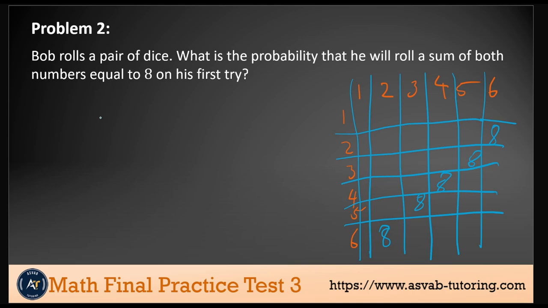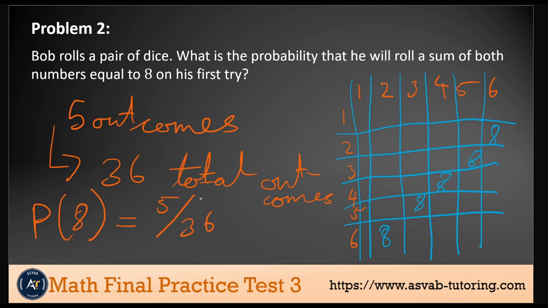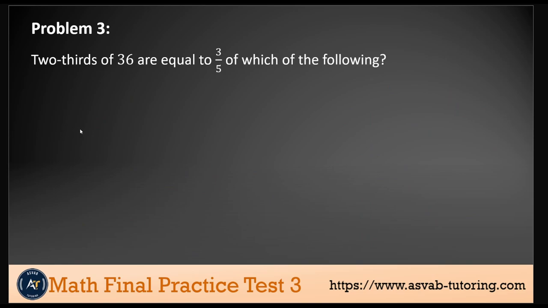So there are 5 outcomes where the sum of the numbers is 8. Then the total number of possible outcomes is 36. So the probability P of 8 is 5 outcomes out of 36 possible outcomes, which is 5 over 36. And we cannot simplify this fraction, so that's our final answer. That is our probability. Okay, moving on to the next question.